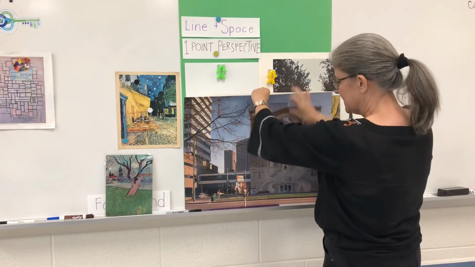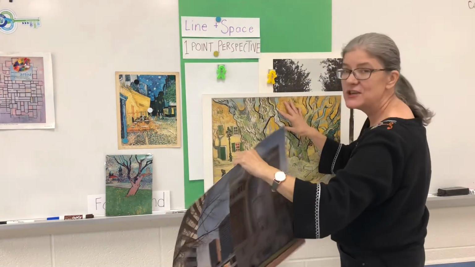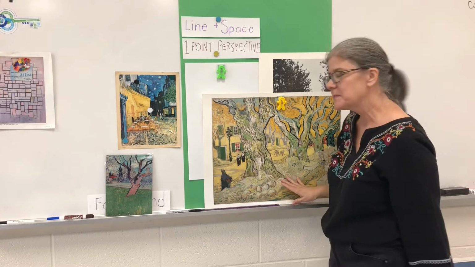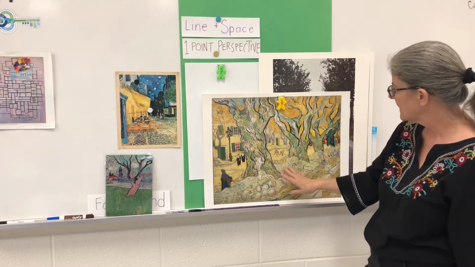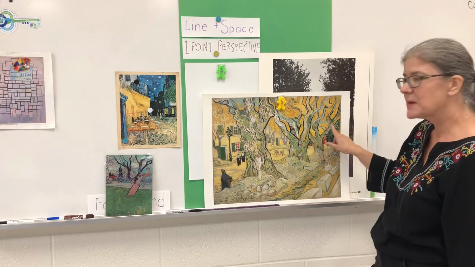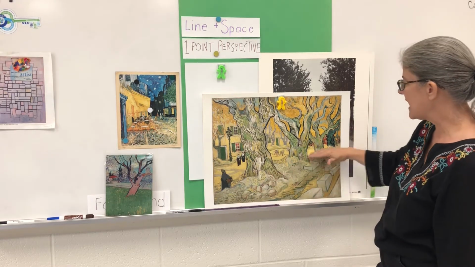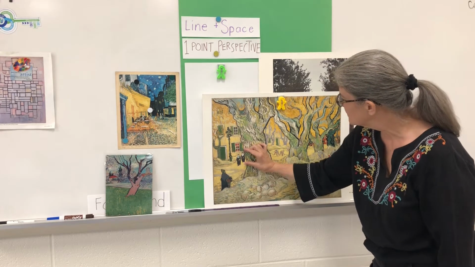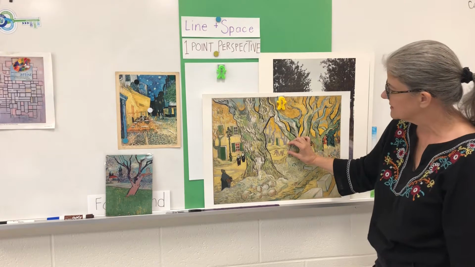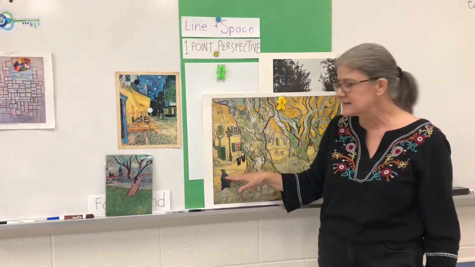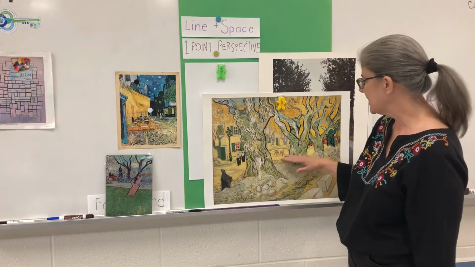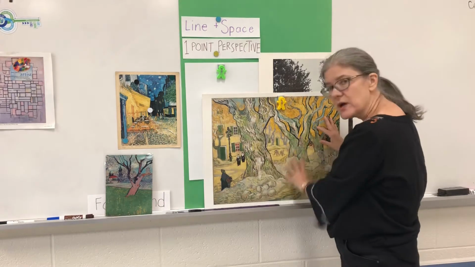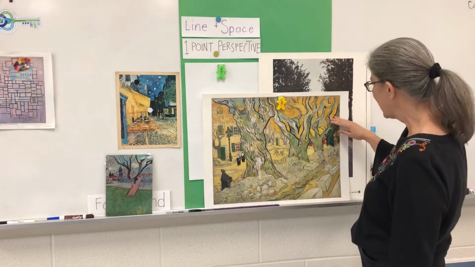I'm going to show you another piece of art that uses one-point perspective. It's this landscape by Vincent van Gogh. The trees get smaller and they're kind of in a line. This person is taller than these people, or this person. So the artist has used size and space and placement to create an illusion of depth, even though this is a poster of a painting which is also flat.